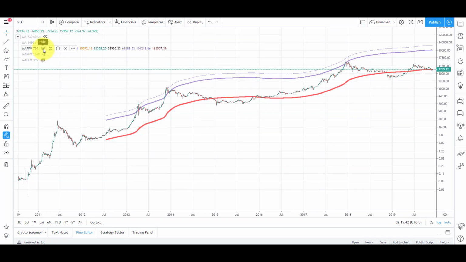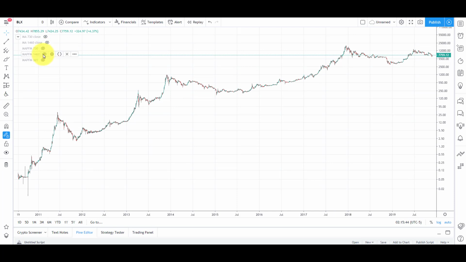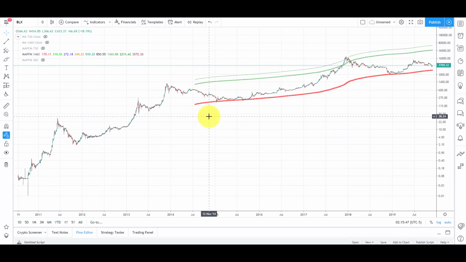Next one we're going to take a look at is a 4-year moving average. And again, you can just use moving average of 1,460, and then we're going to use the same multipliers as we did for the 2-year moving average. Now you'll notice the 4-year moving average. And why 4 years? Well, the halving cycles are 4 years. The halvings are about 4 years apart. So you're basically taking that moving average, and interestingly enough, we're seeing price bottom out on that moving average.